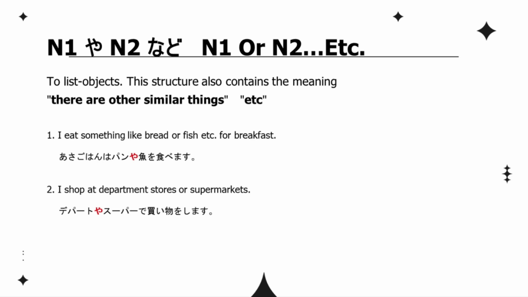For example, I eat something like bread and fish, etc. for breakfast. We are using this rule to list objects. This structure also contains the meaning that there are other similar things, etc. Ya is used to separate similar nouns. Nado in Japanese means and so on, etc. Make these sentences in your notebook. I shop at department stores or supermarkets.